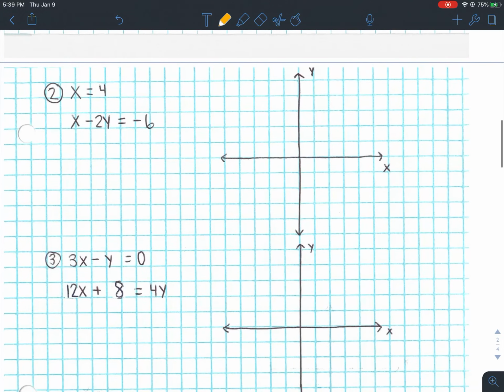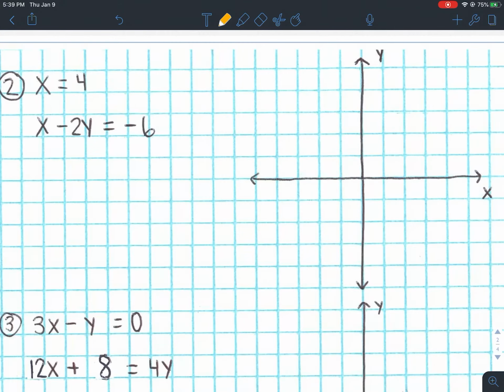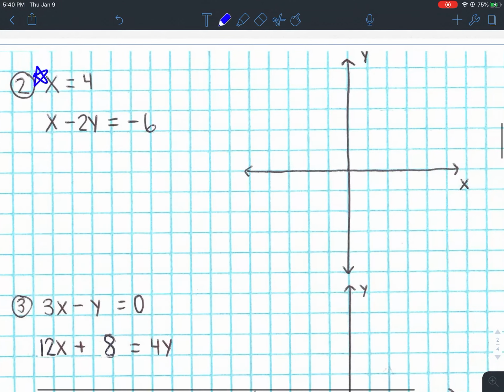All right, moving on to number 2. Now, at the beginning I said, hey, you need to get y by itself. But do you even see a y in this first equation? No. That tells us that it's either going to be an up and down line, a vertical line, or a side to side line, a horizontal line. Well, let's see what it's going to be.